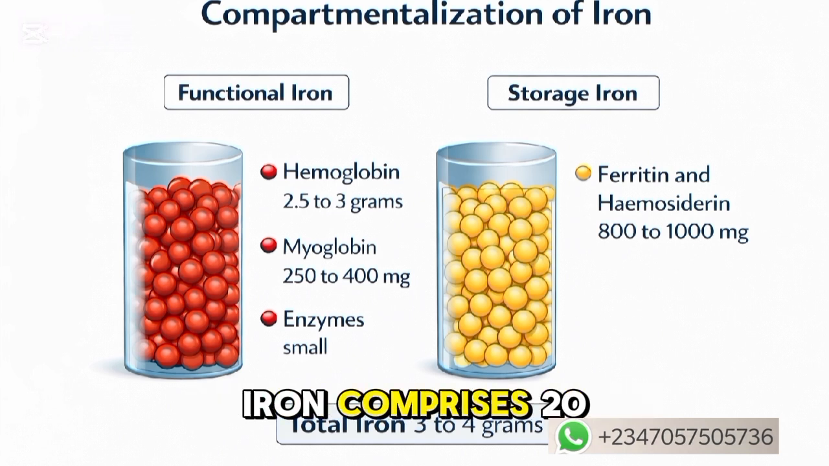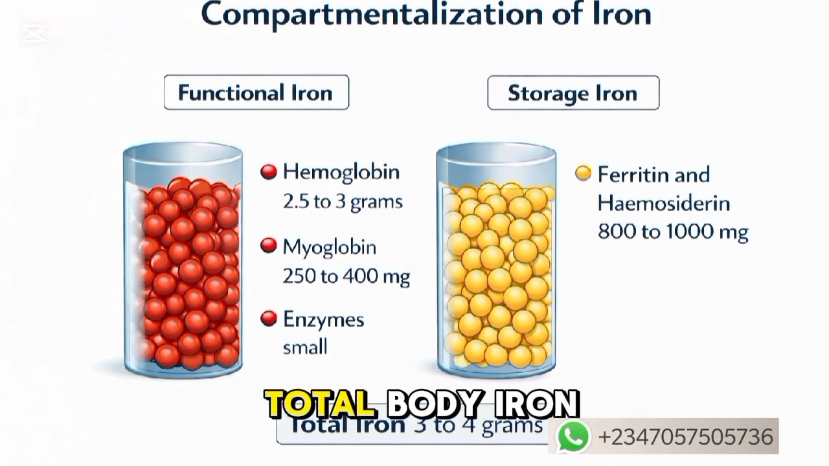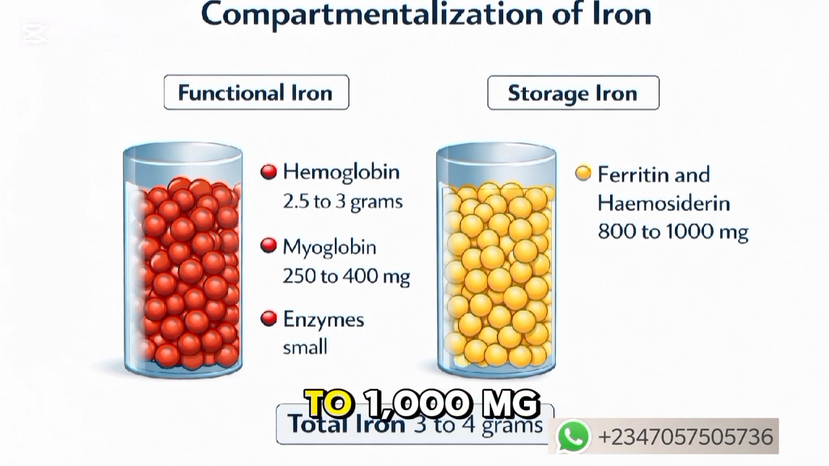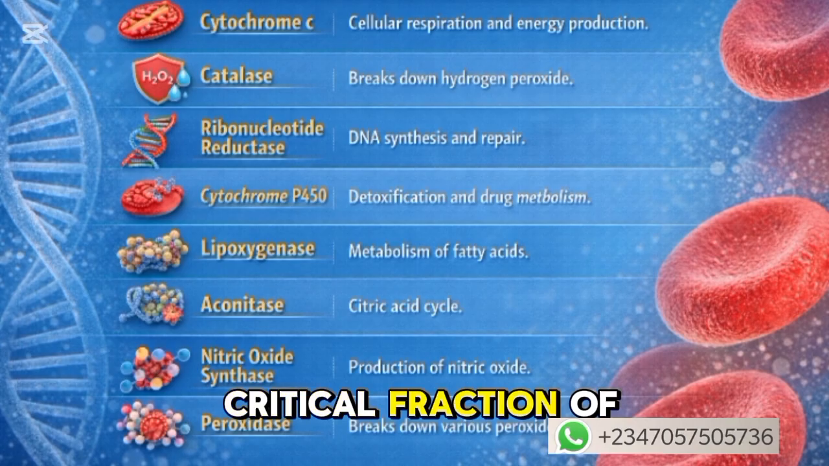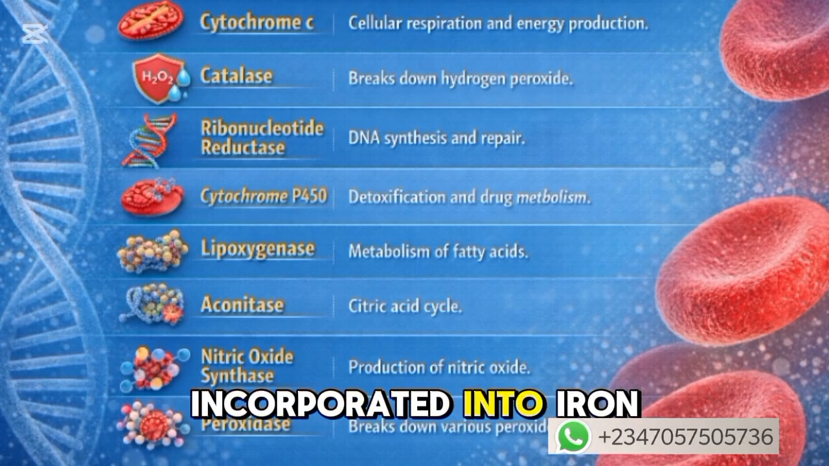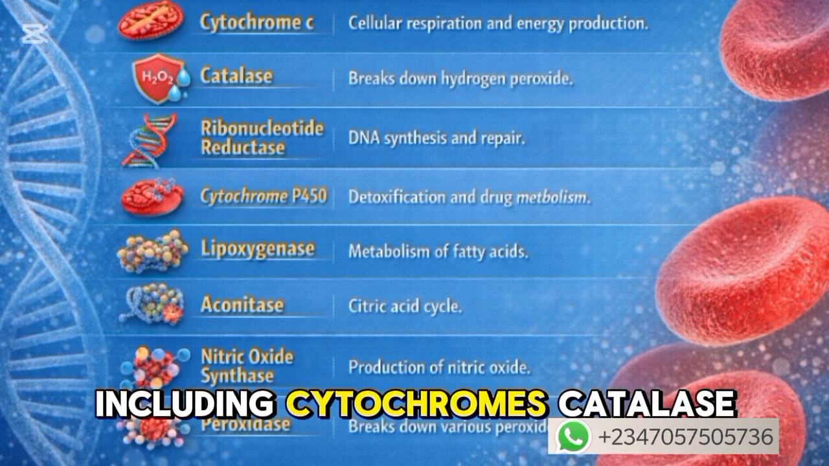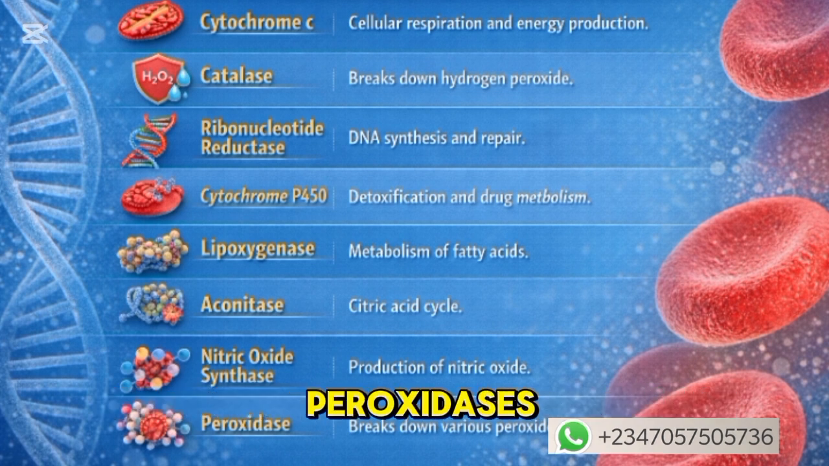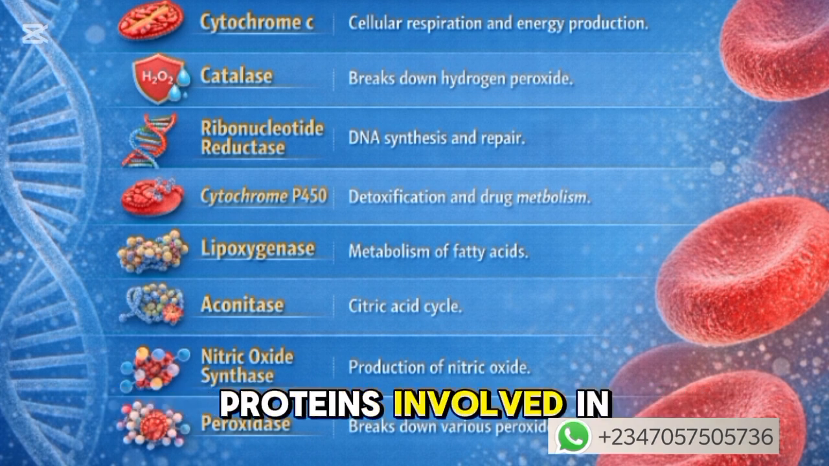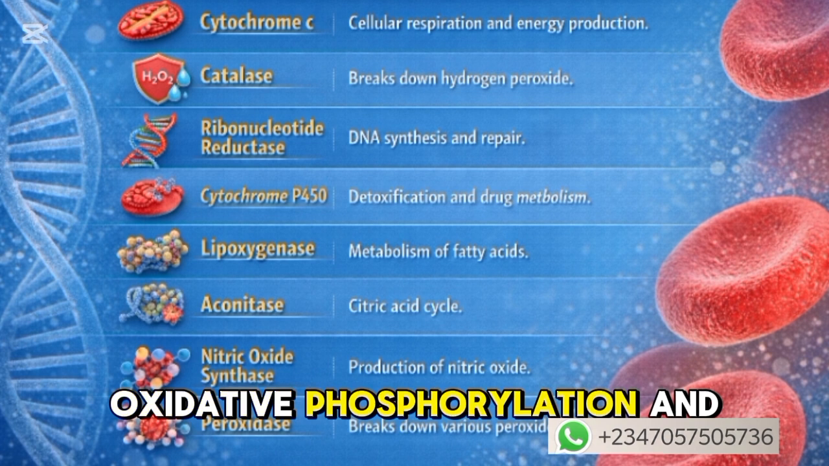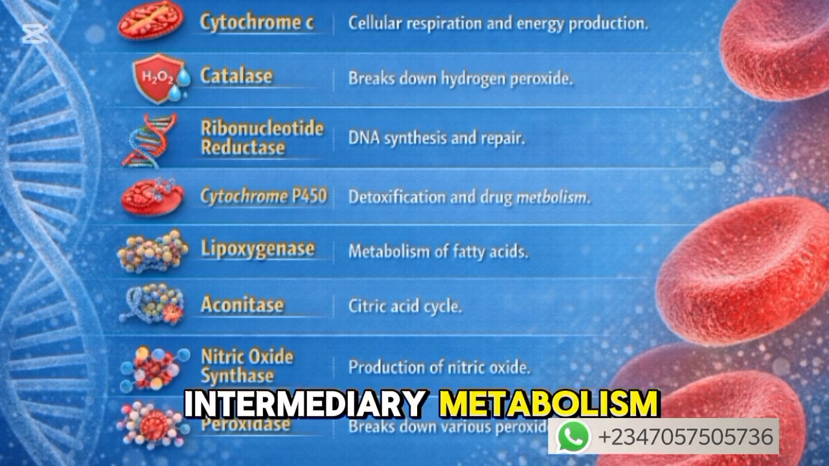Storage iron comprises 20 to 25% of total body iron, amounting to 800 to 1000 milligrams, mainly in the liver, spleen, and bone marrow. It is stored as ferritin and, when excessive, as hemosiderin. A small but critical fraction of iron is incorporated into iron-containing enzymes and proteins, including cytochromes, catalase, peroxidases, and iron-sulfur cluster proteins involved in mitochondrial oxidative phosphorylation and intermediary metabolism.